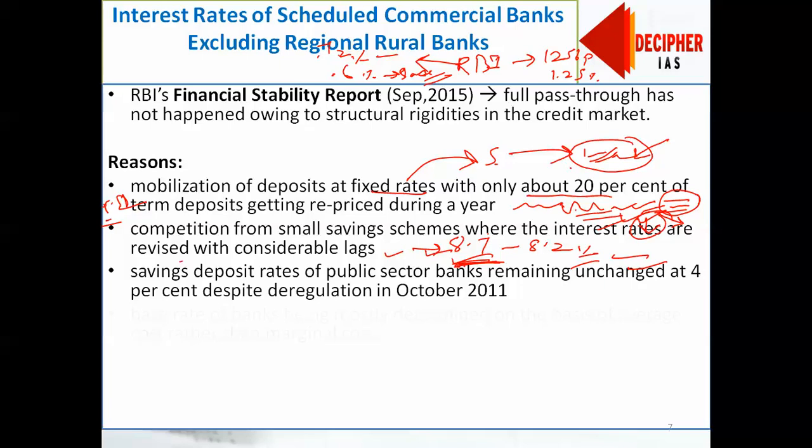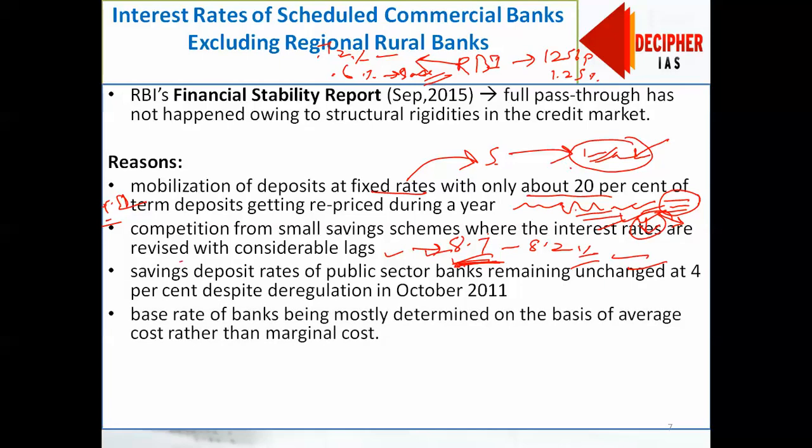The next point is the base rate of banks being mostly determined on the basis of average cost rather than the marginal cost. Now, what do you mean by this marginal cost than the average cost? Marginal cost of funds based lending rate refers to the money raised by banks in the last month or quarter before the lending rate review. What do you mean by that?